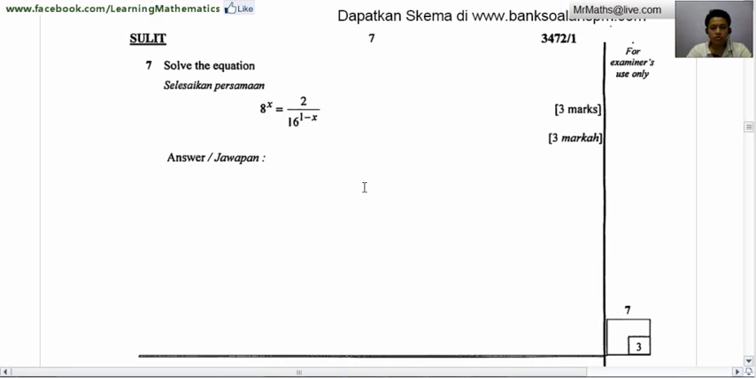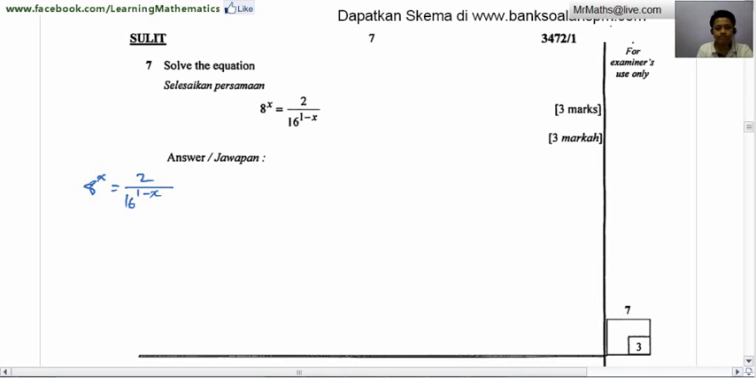Solve the equation. Okay, I think I probably have enough space on this paper itself, I don't need to transfer. Let's put it on the left hand side here. 8 raised to the power of x equal to 2 over 16 to the power of 1 minus x.